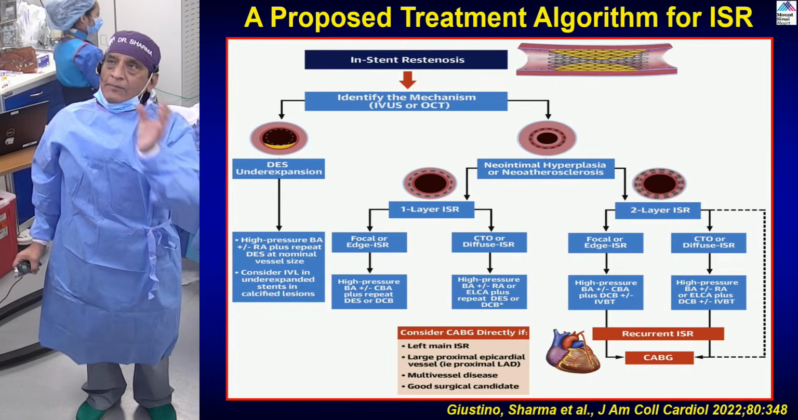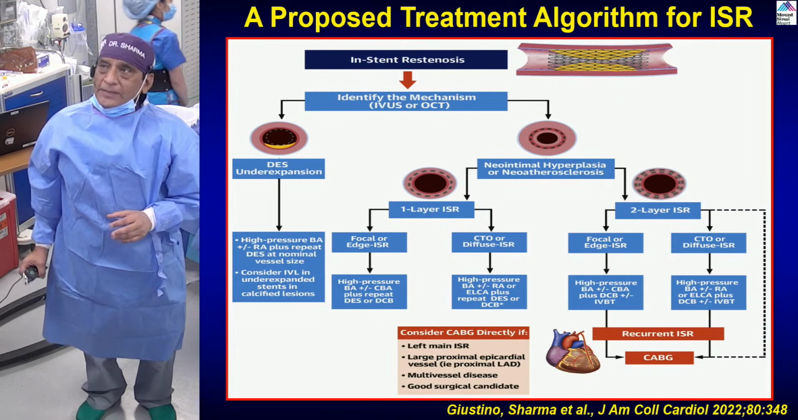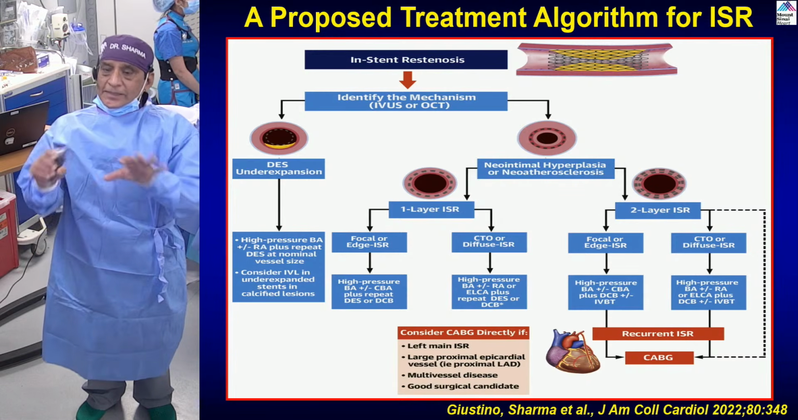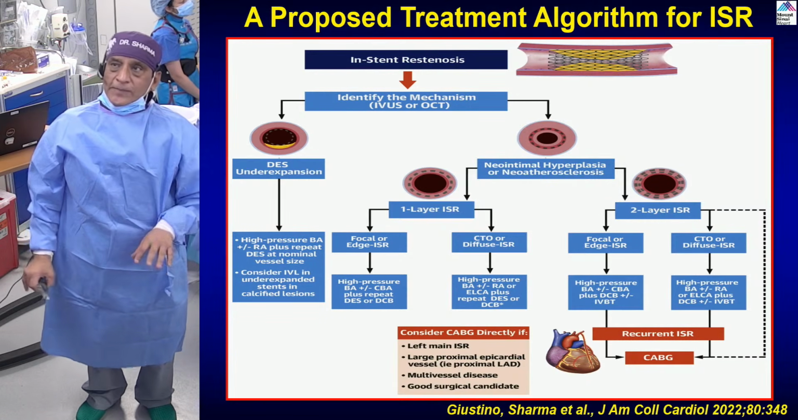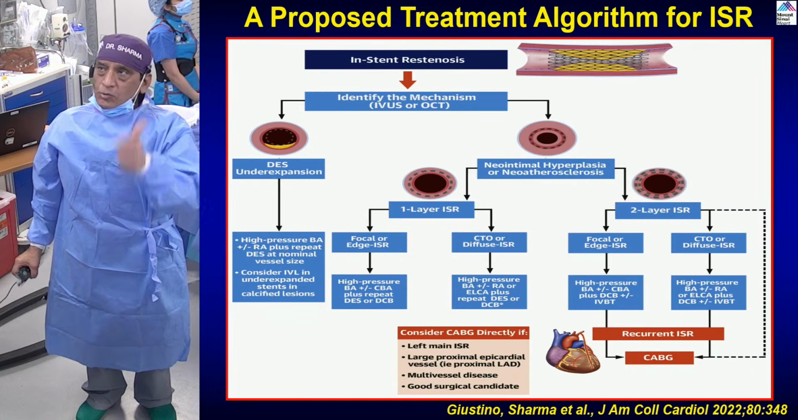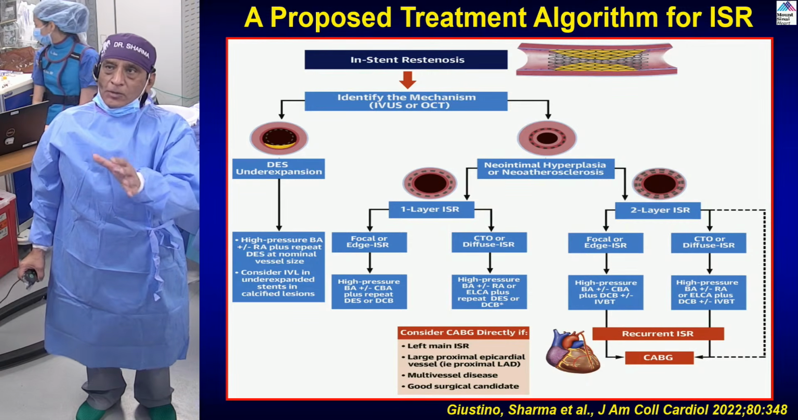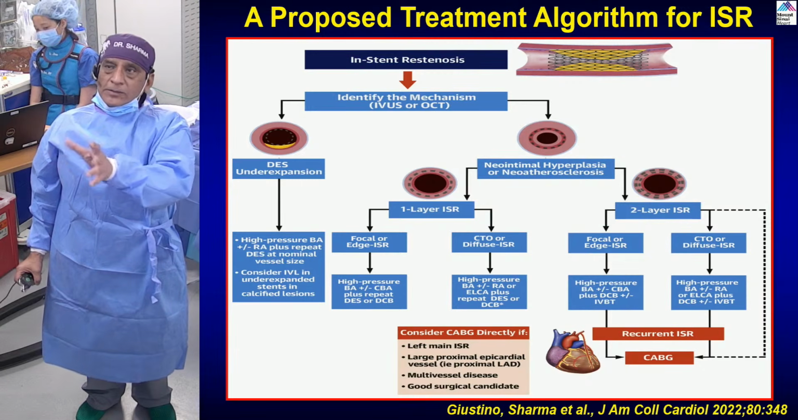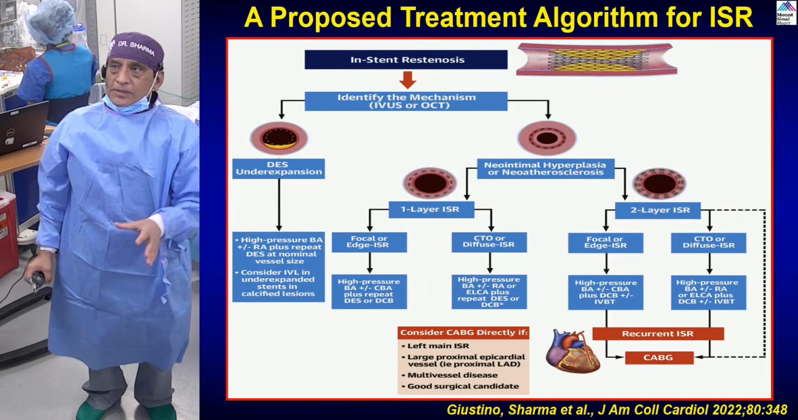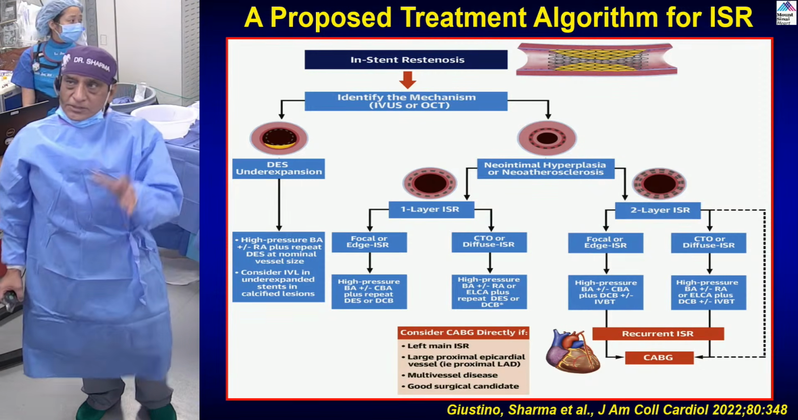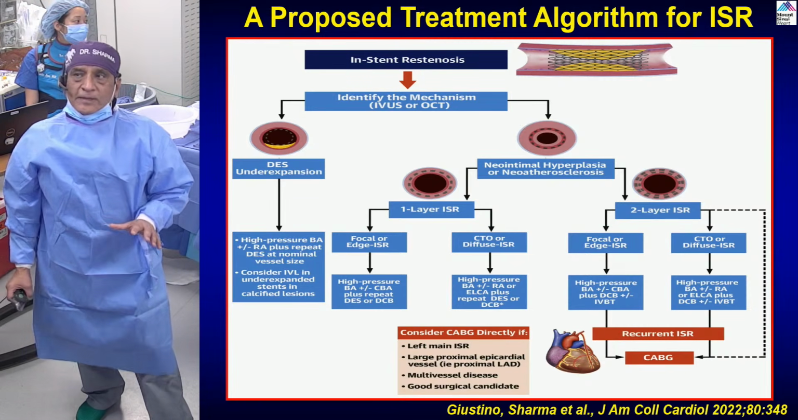Now, you have the neointimal hyperplasia or neoatherosclerosis. We said that there is a two-part dichotomy: you have one layer of ISR or two layers of ISR. For one layer of ISR, focal or edge, you probably go with a high pressure balloon, and there you have a choice. You can use DES or drug coated balloon. But if you have diffuse or CTO, you always want to go with a repeat DES.